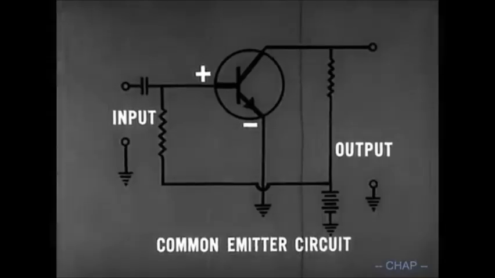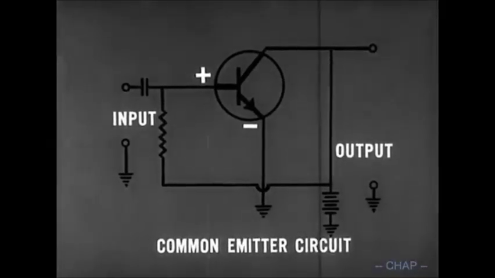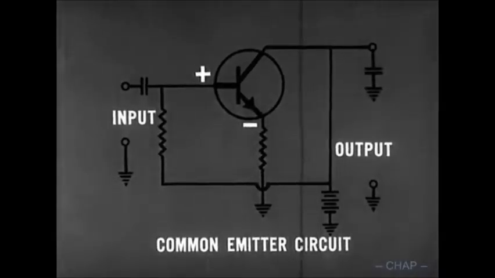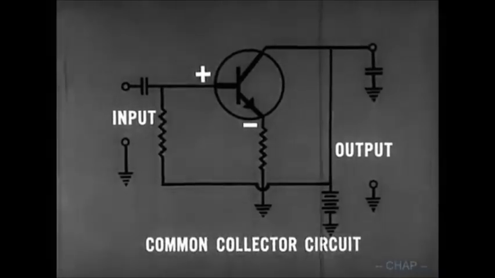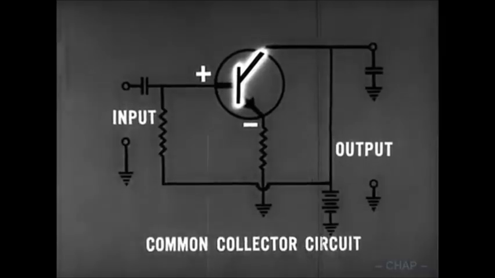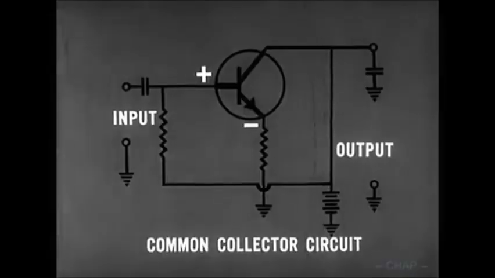To obtain a common collector circuit, we remove the load resistor. Place a resistor in the emitter lead and place the collector at signal ground potential. The input signal is between base and collector. The output is across the load resistor.